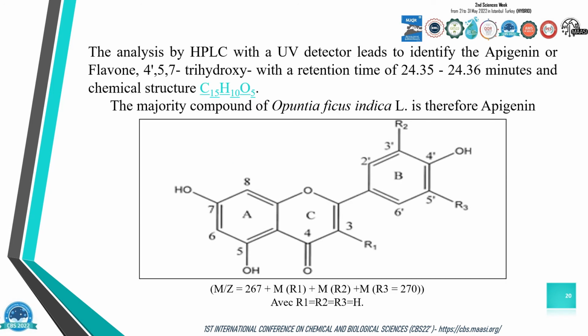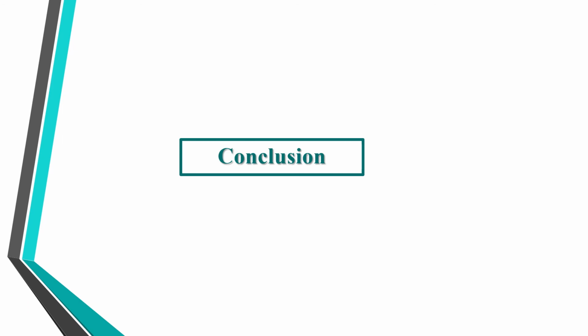The analysis by high-performance liquid chromatography leads to the identification of an abundant compound, apigenin. It is a compound of the flavone family, a subclass of flavonoid, with the chemical structure of C15H10O5. It is an antimicrobial and anti-inflammatory agent. To conclude, after the analysis made, it was found that the pericarp of Opuntia ficus indica is rich in phenolic compounds which have many beneficial activities for health, such as antioxidant activity, anti-cancer activity, neuroprotective activity, etc.